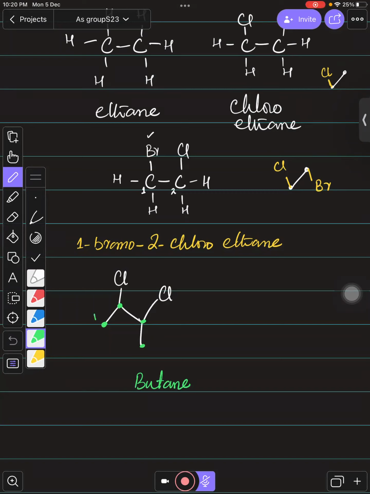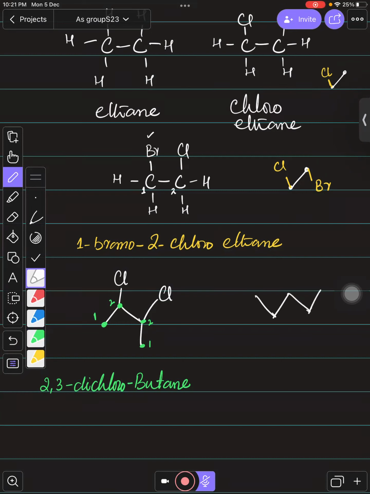If you start numbering from here, it is one, and on the second carbon we have chlorine. If you start numbering from the other end, again on the second carbon we have chlorine. So you can start numbering from anywhere, because from both ends the nearest branch is on the second carbon. So this is 2,3-dichlorobutane.